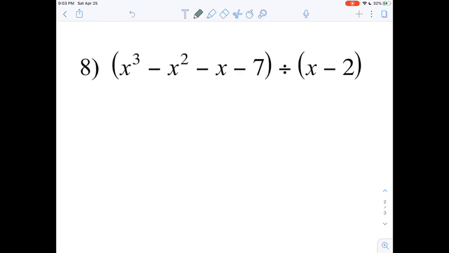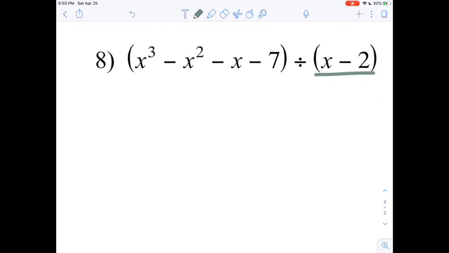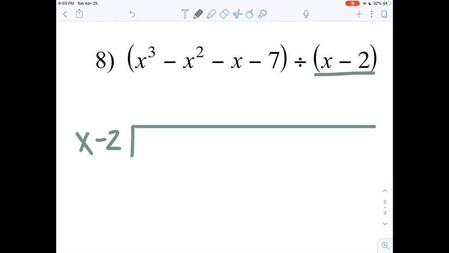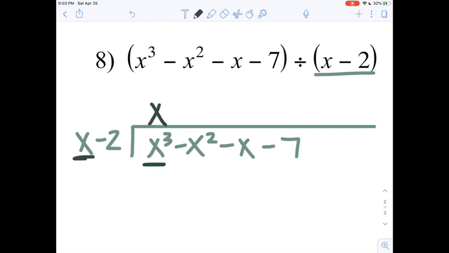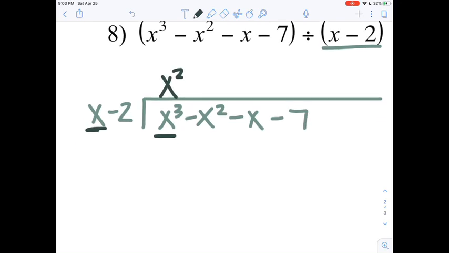Okay, number 8, now we're dividing by a binomial, so we have to use long division. So x minus 2 is going to go on the outside. Okay, and then you're looking at the x and asking yourself, what times x gets me x to the 3rd? Well, that's x squared. So then I'm going to multiply x squared by x and by the -2. So x cubed minus 2x squared.